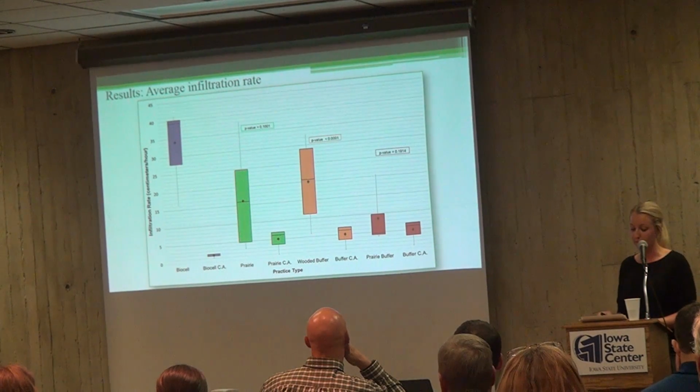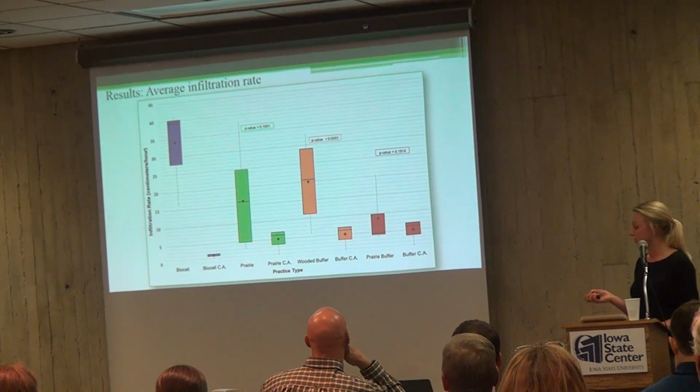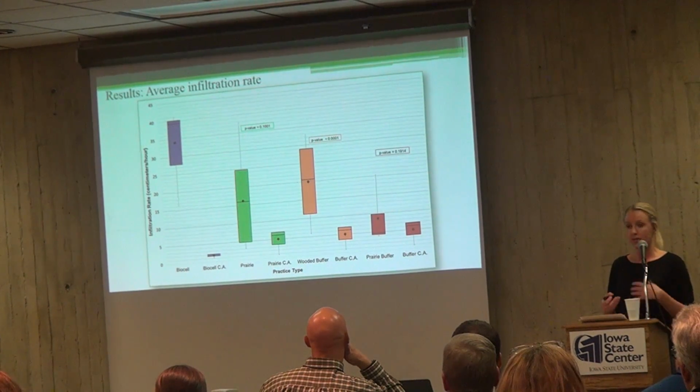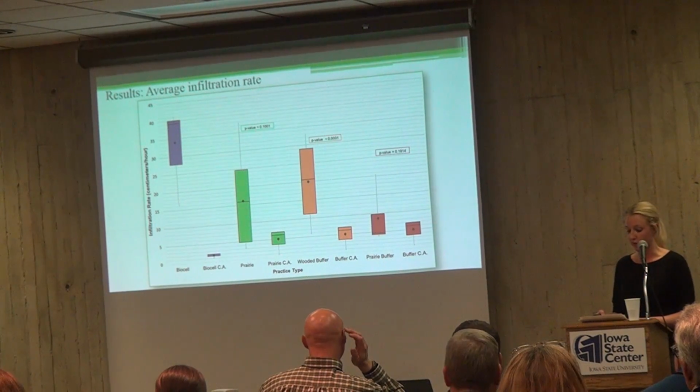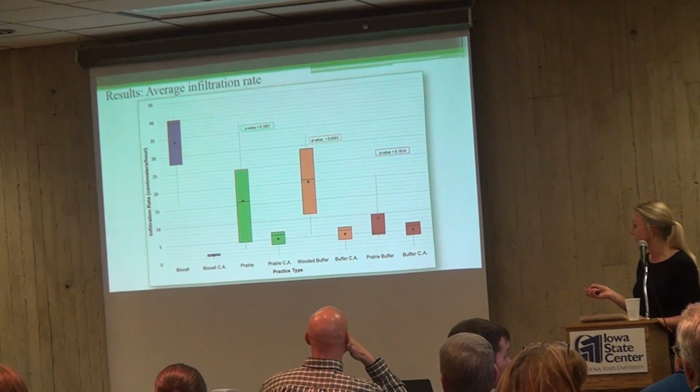We found that both the bioretention cells and the wooded zones of the buffers, which are the purple and orange again, both had significantly higher average infiltration rates compared to their contributing area counterparts. So that's the colors next to them.